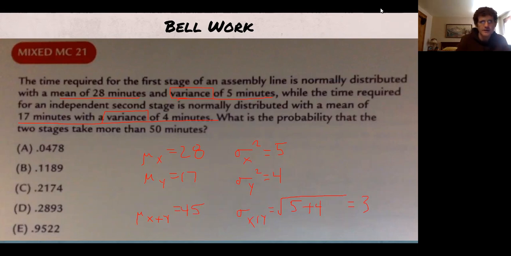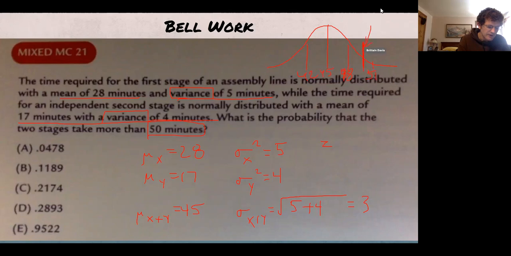So now we need to figure out 50, the point that we're interested in. So we need to find the z-score. What we've just created here is a new normal model that has a mean of 45 minutes and a standard deviation of 3 minutes. So, sorry, I should put 48 right here. This is 42. And that means 51 is over here. So 50 is right about here.